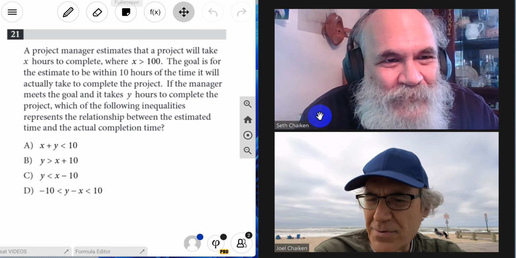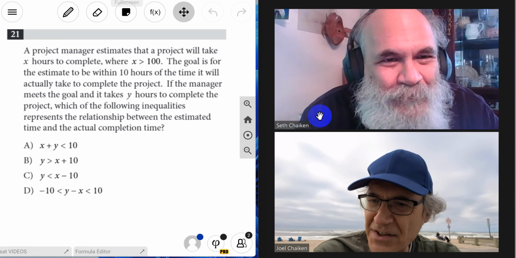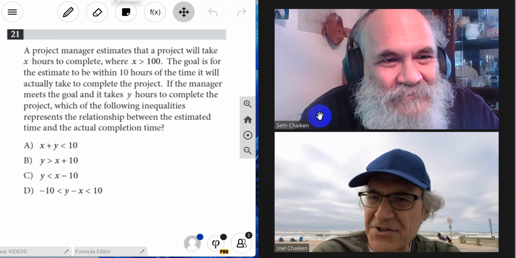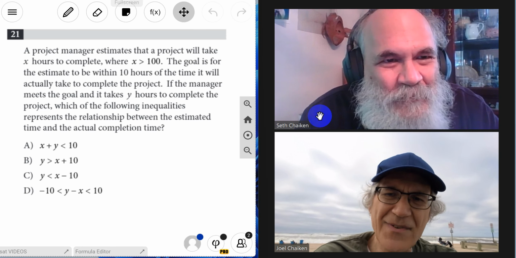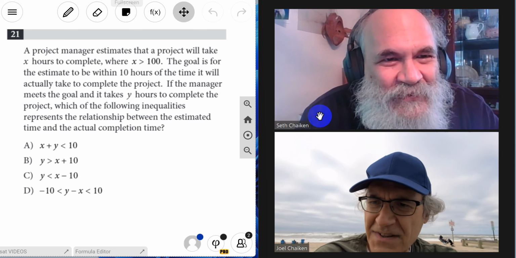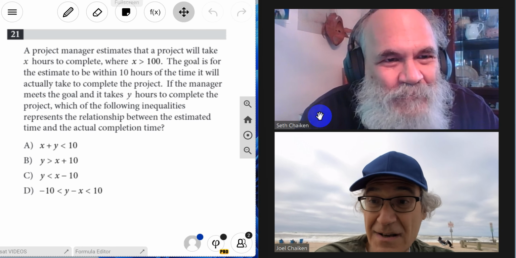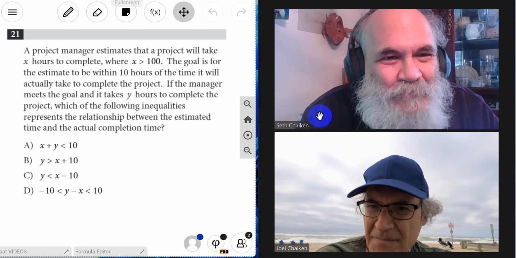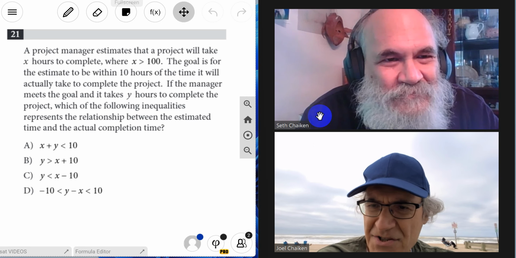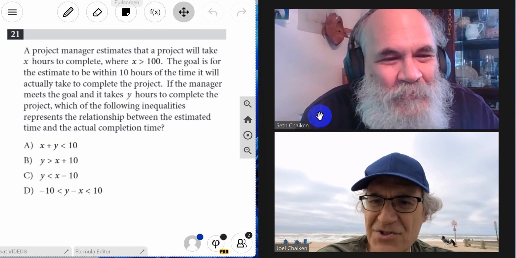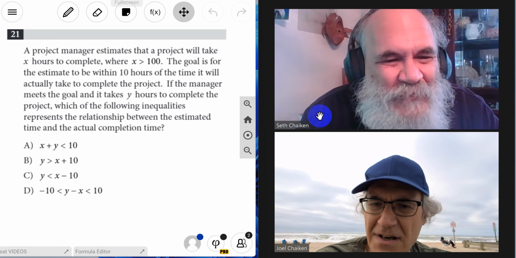So here we have a word problem. It is on the non-calculator section. Looks like an inequality thing. A project manager estimates that a project will take X hours to complete when X is greater than 100. The goal is for the estimate to be within 10 hours of the time it will actually take. If the manager meets the goal and it takes Y hours to complete the project, which of the following inequalities represents the relationship between the estimated time and the actual completion time?